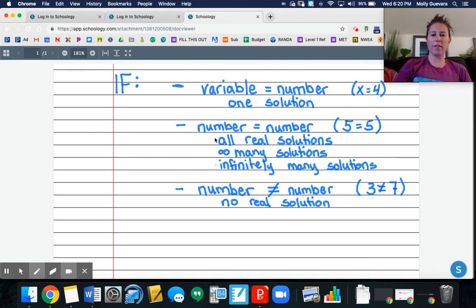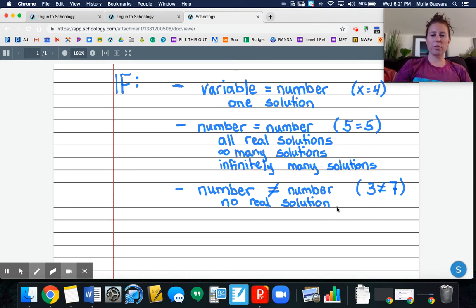So now we have this written down. We know if we get two numbers that are equal to each other, and it's a true statement, then it's all real solutions. And if we get two numbers that equal each other, but it's not a true statement, it's no real solution.